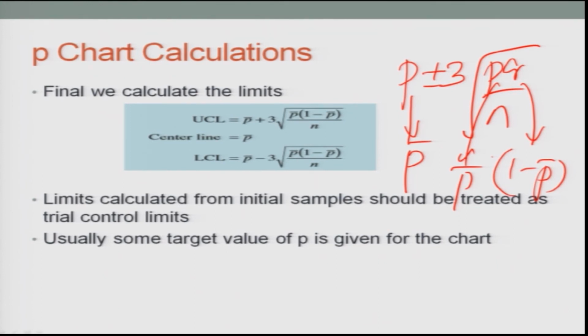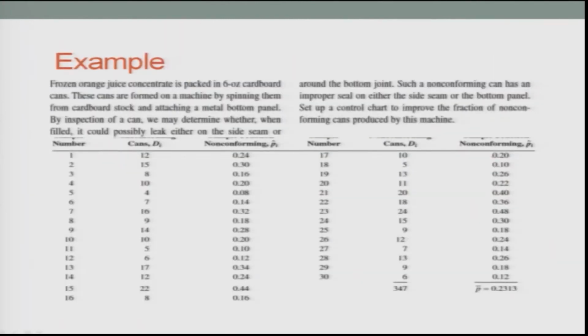Limits calculated from the initial sample should be treated as trial control values, and we will utilize them to draw the control limits. Usually some target values of p are given from the tables, and based on that we do our calculations accordingly. So, let us consider an example.